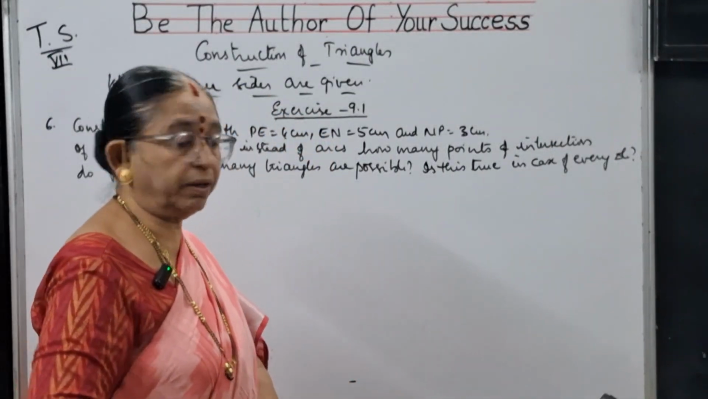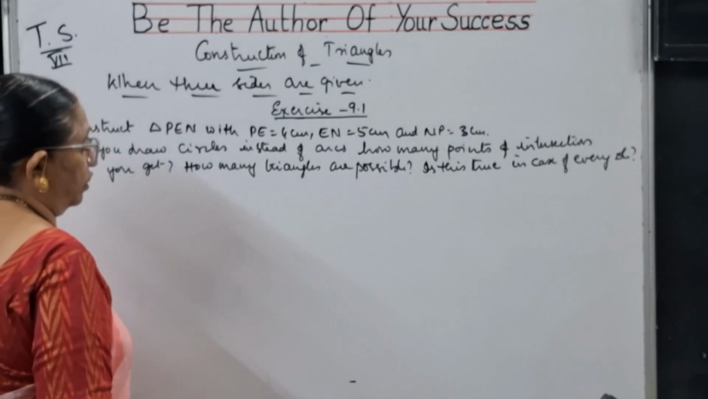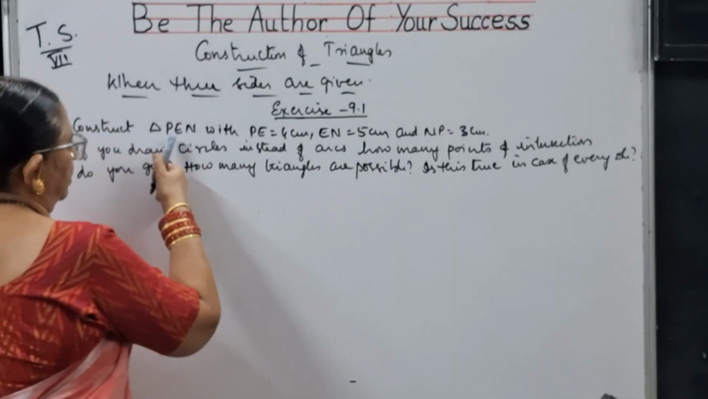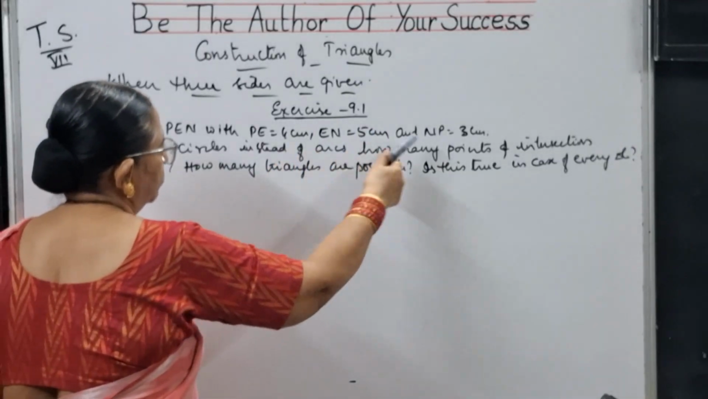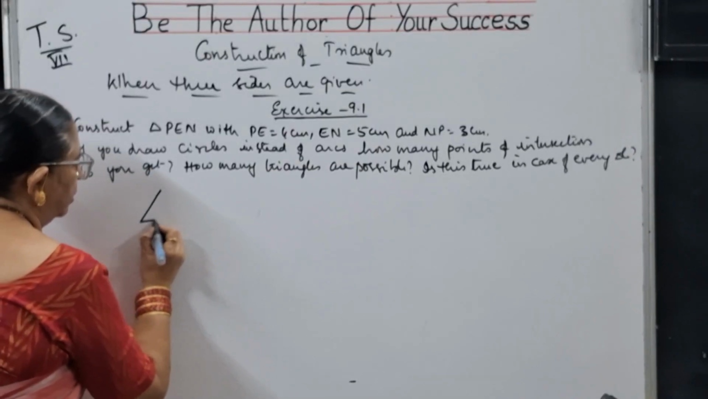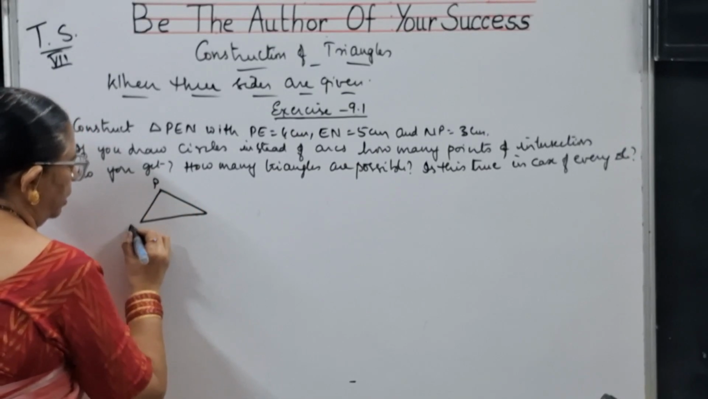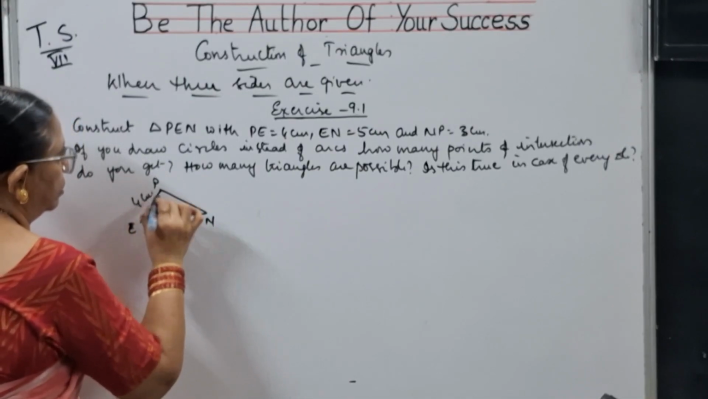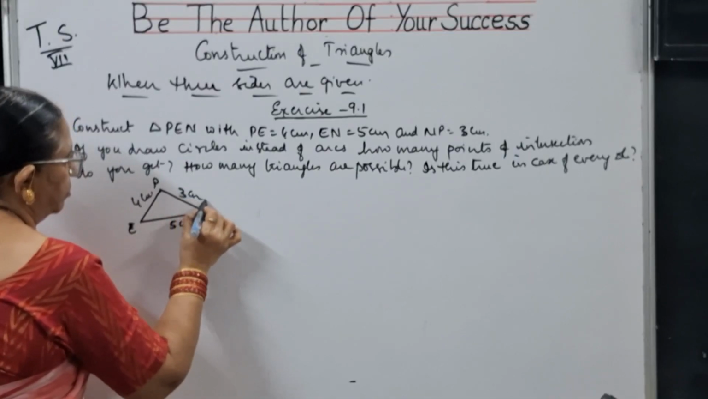Now, exercise, this one, problem 6 we are doing. In exercise 9.1, problem 6. Construct a triangle PEN with PE 4 centimeters, EN 5 centimeters, and NP 3 centimeters. So, let me draw a rough diagram. PEN with PE 4 centimeters, EN 5 centimeters, NP 3 centimeters.